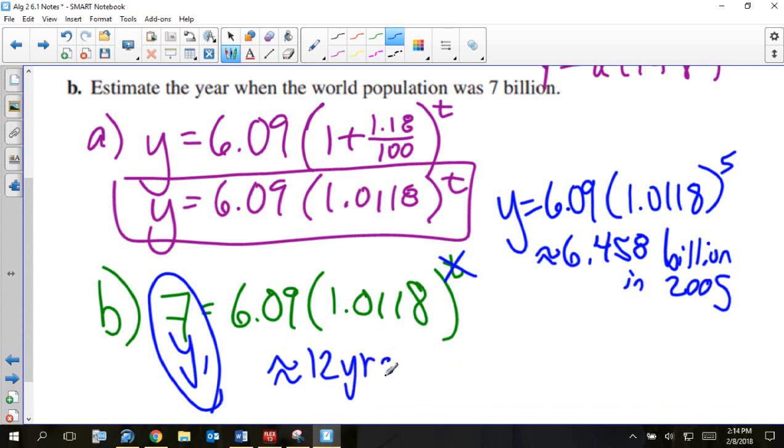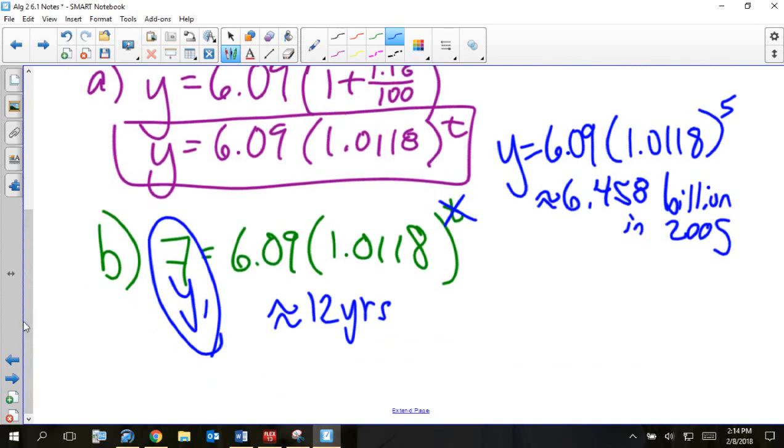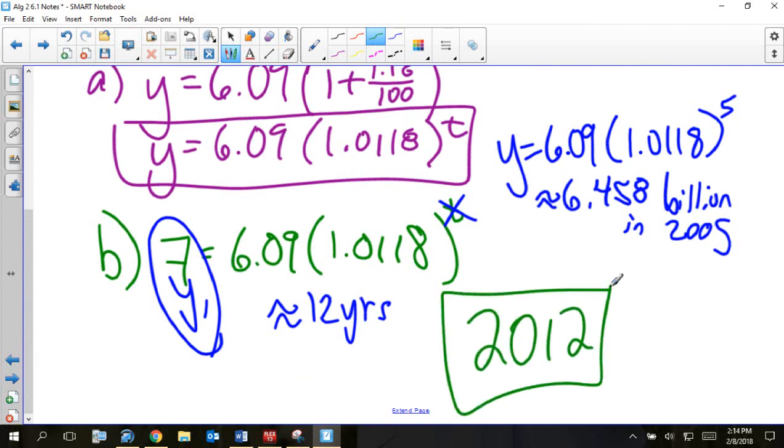But what's it asking? It's saying estimate the year. So I'm not going to write 12 years as my answer. What am I going to write as my answer? 12 years after it started, which was in 2000, so 2012 would be the answer.